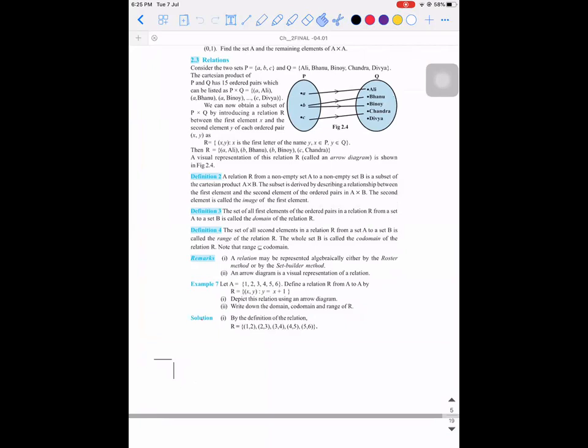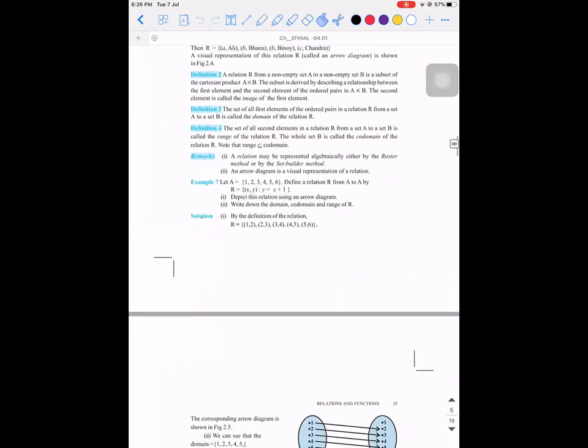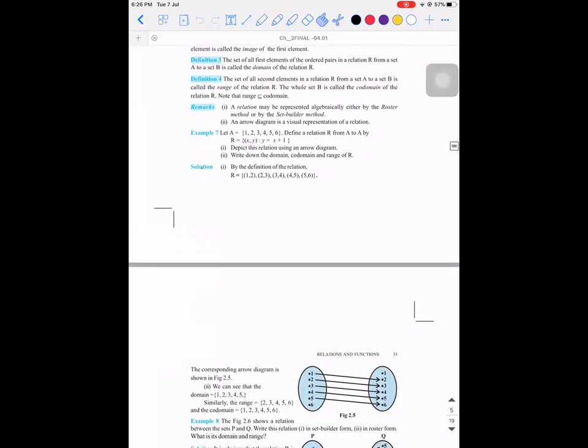So yesterday we saw what a relation is, right? A relation is nothing but a subset of the Cartesian product of sets. Fill it up: a relation is a subset of the Cartesian product of sets. So we saw what a relation is. Let's try out a few examples, and then today we will start with functions.